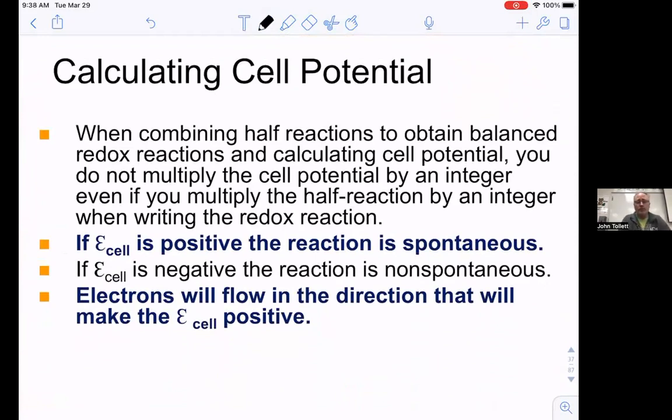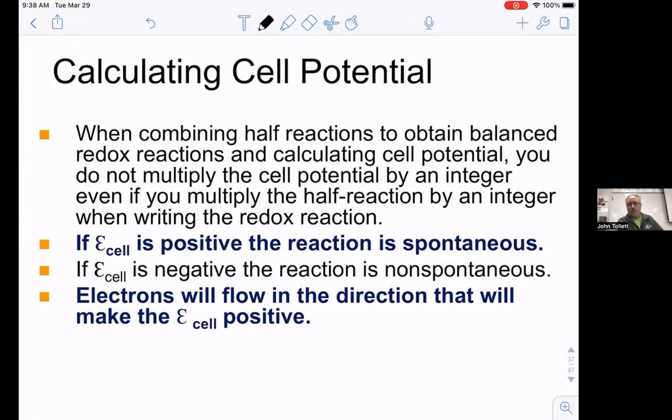Before that, though, if the cell potential is positive, the reaction will be spontaneous. If it's negative, it's non-spontaneous. But if you were doing this experimentally and got a negative value, what's happened is you have your voltmeter backwards, or it's flowing in the opposite direction to what you're measuring. So you're measuring a negative cell potential, but if you flipped the leads on your voltmeter, you would get a positive cell potential, and that would be the direction the electrons are flowing.